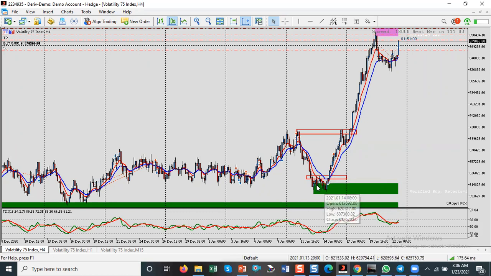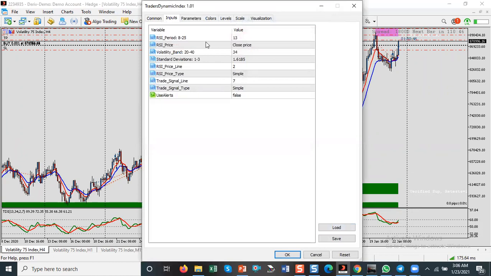And I will ensure that as price is closing above the swing high, the TDI is also above the 50 line, and the green is above the red. It's just as simple as that.